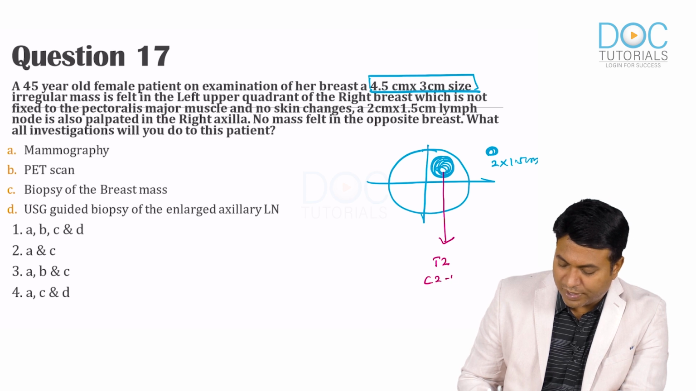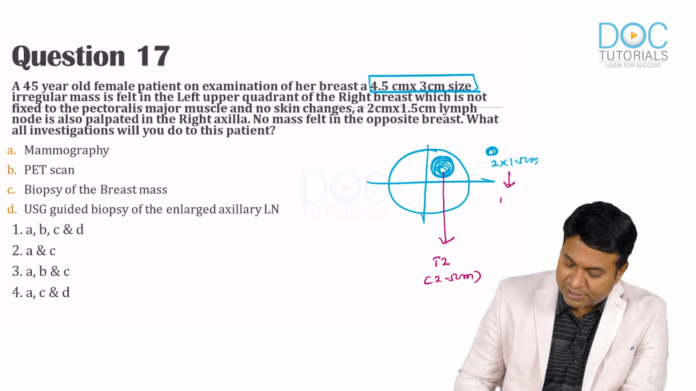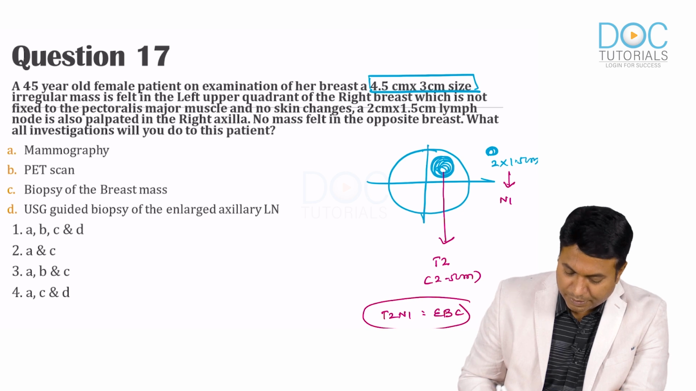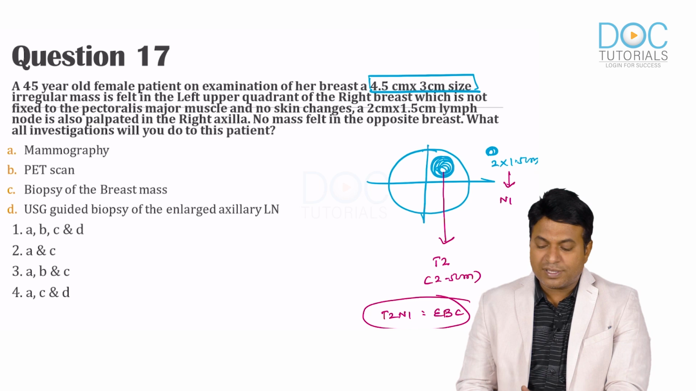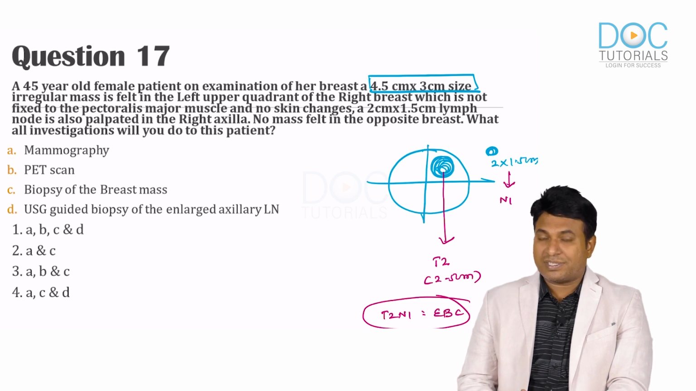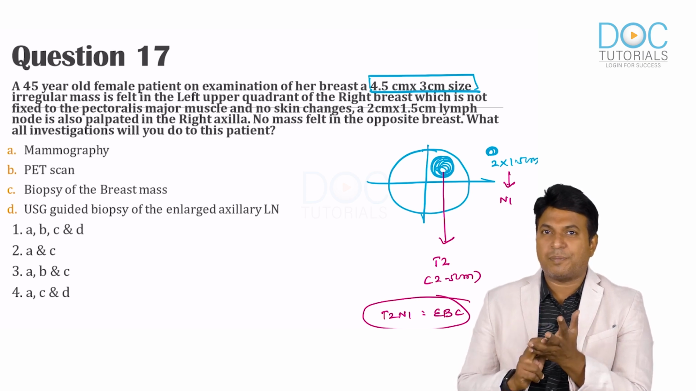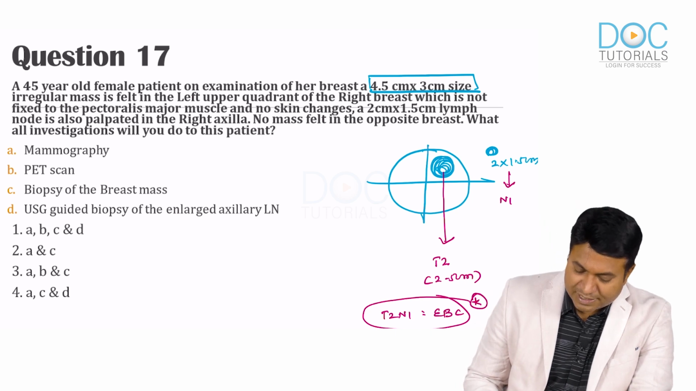T2 is 2 to 5 centimeter size. Single or mobile axillary node is N1. So this is T2N1, which is nothing but early breast cancer. No mass felt in the opposite breast. What are the investigations you do for this case? You should understand, first of all, you should know the staging. Based on staging, we should know early breast cancer, locally advanced breast cancer and metastatic cancer. So this is a picture of early breast cancer.